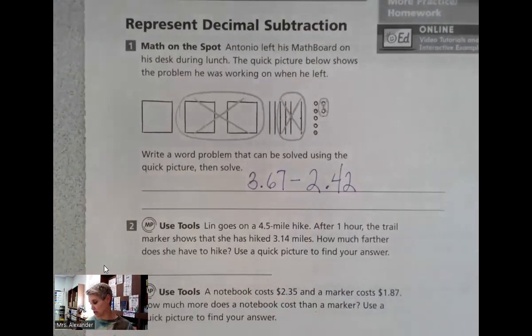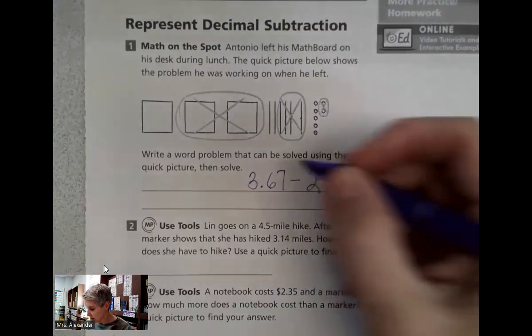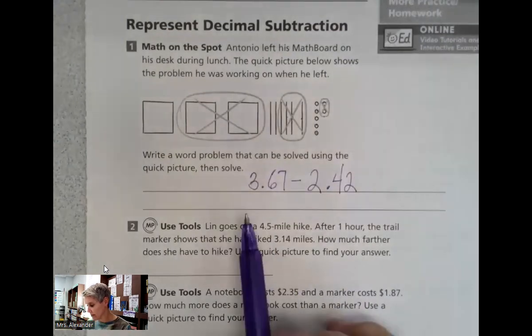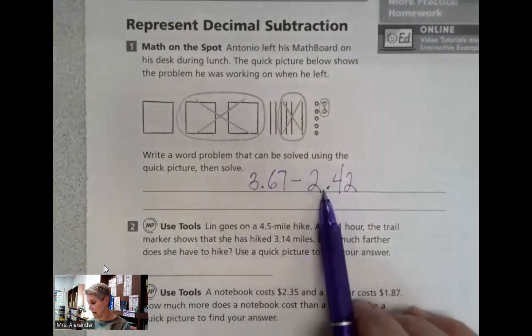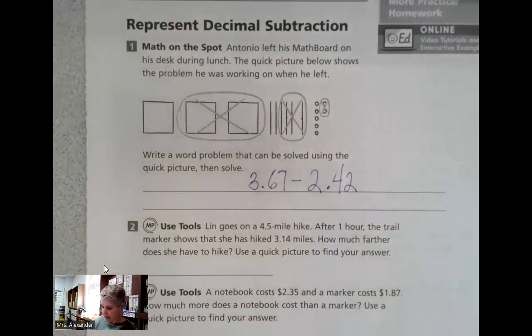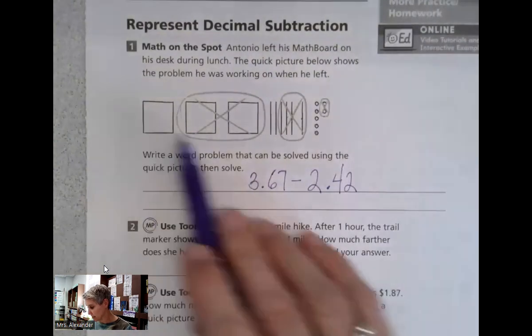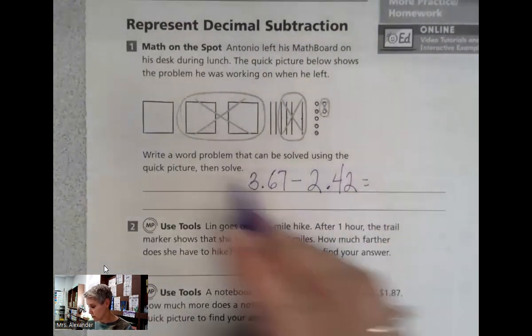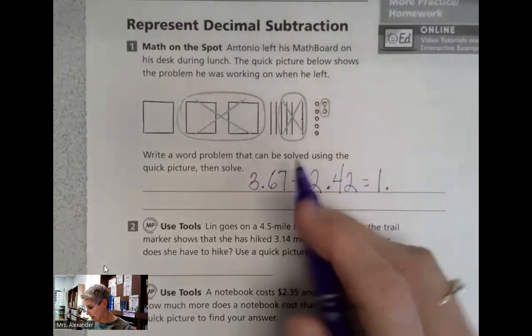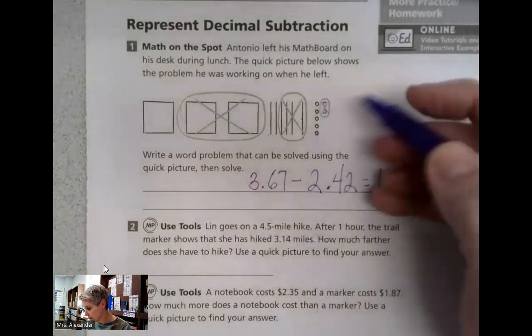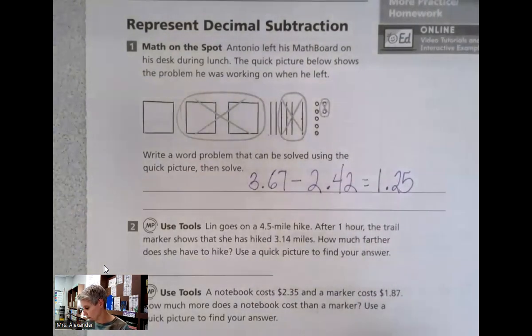Shayna has 3 and 67 hundredths feet of rope. She is going to cut 2 and 42 hundredths to use for a project. How much rope will she have left? So as long as you are starting with 3 and 67 hundredths, and you are taking 2 and 42 hundredths from that. All right. And then your answer, as you can see from the model, would be 1 and 25 hundredths.